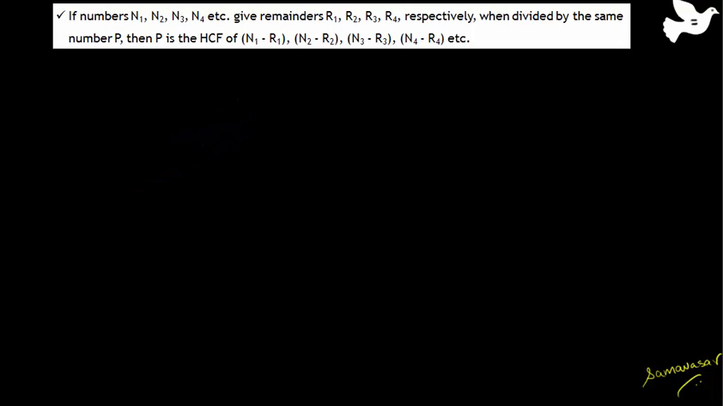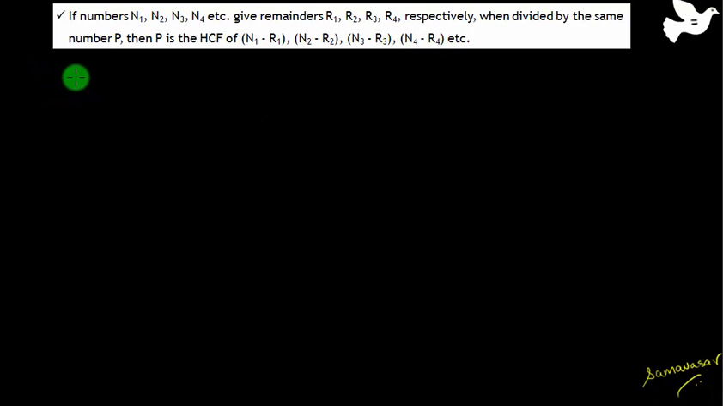Okay, here's another very similar corollary to what we've just learned. If numbers n1, n2, n3, and n4, etc. give remainders r1, r2, r3, and r4 respectively when divided by the same number p, then p is the HCF of n1 minus r1, n2 minus r2, n3 minus r3, and n4 minus r4.